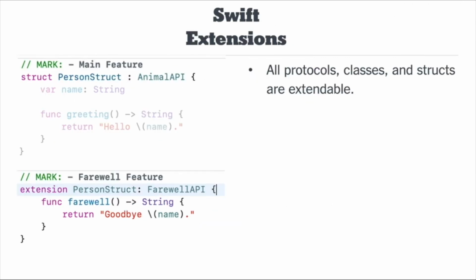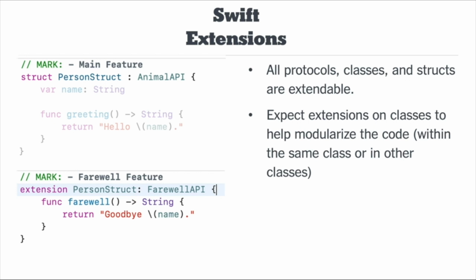Now, as promised, let's talk about Swift extensions. All protocols, classes, and structs are extendable. And this allows developers to add more functionality, change functionality, or add new protocols to each extension. However, adding new stored variables is not allowed.